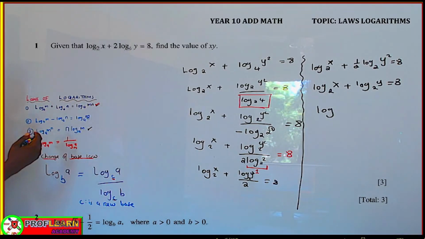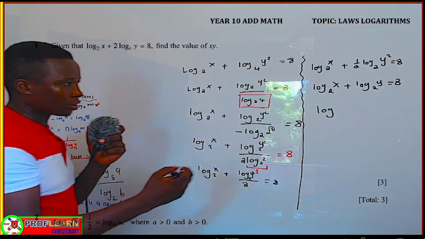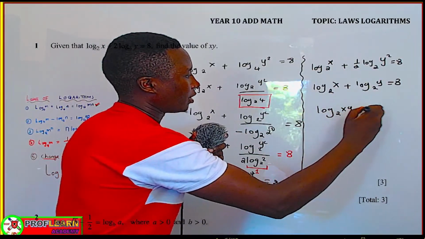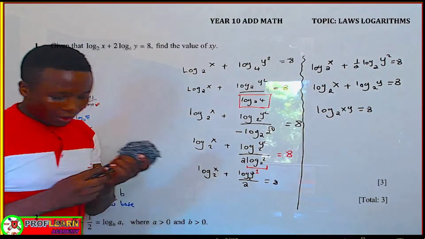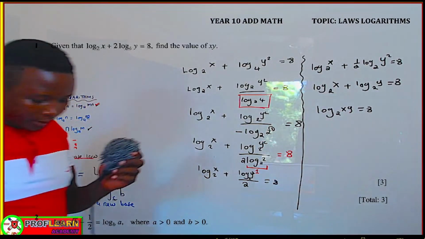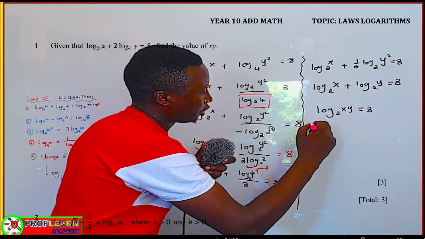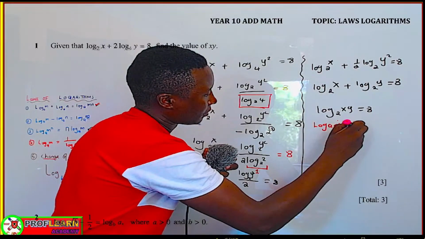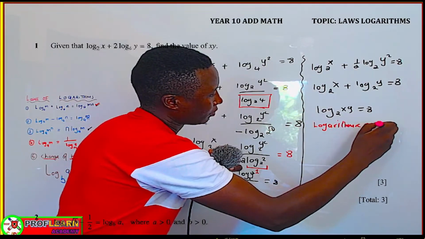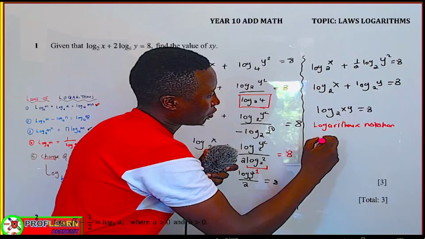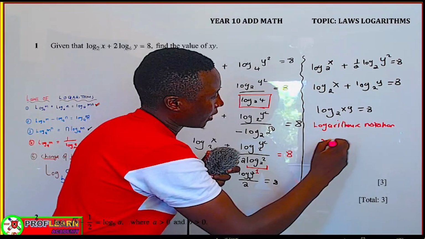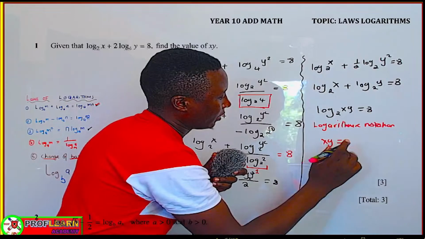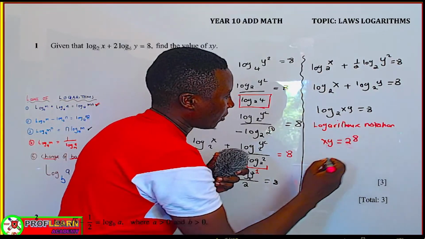If they are added, we are going to multiply the two numbers, so this is going to be xy base 2 equals 8. Now we can express this in logarithmic notation. This is going to be xy is equal to 2 raised to power 8.